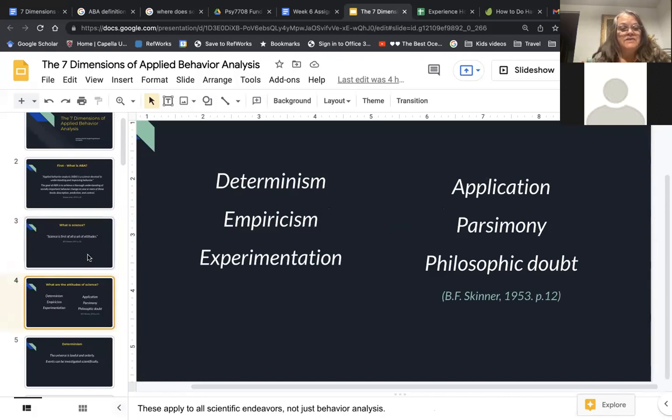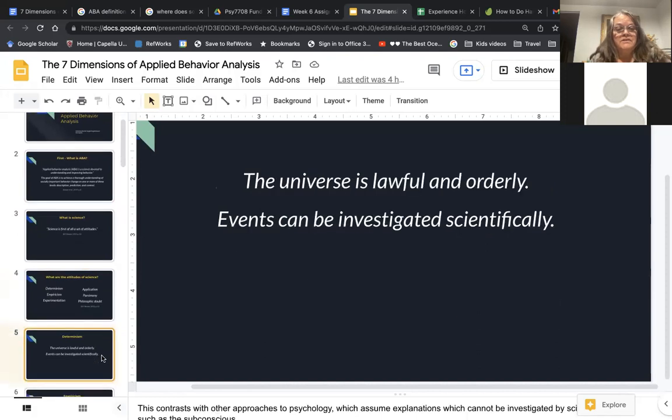What are the attitudes of science? Determinism, empiricism. Now, you may not be familiar with these words, but we're going to be familiar by the end of this presentation. Experimentation, application, parsimony, and philosophic doubt. All of these are attributes of all scientific endeavors, not just behavior analysis, but our adherence as behavior analysts makes applied behavior analysis a science by following these premises.